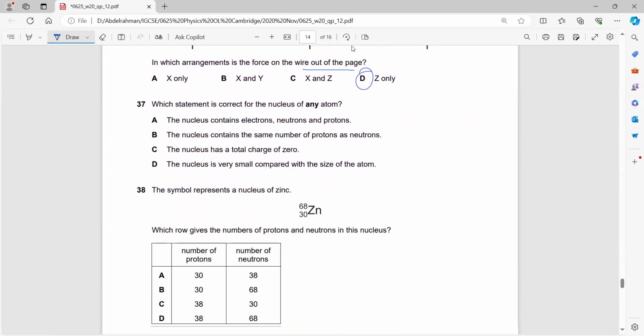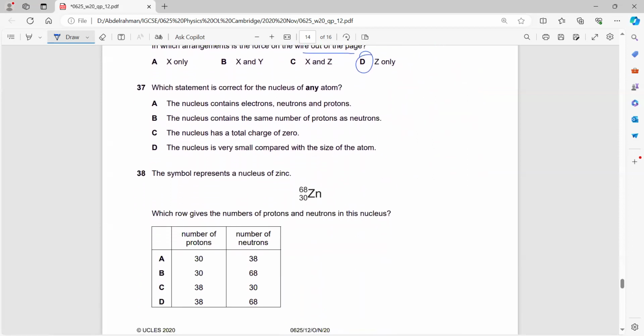Which statement is correct for the nucleus of any atom? Nucleus contains electrons? Nucleus contains the same number of protons and neutrons? No. Nucleus has a total charge of 0? No. The nucleus is very small? Yes, the nucleus is very small compared to the size of an atom. We need the number of protons and neutrons in this nucleus. The number of protons would be 30. Number of neutrons would be 68 minus 30, which is 38.